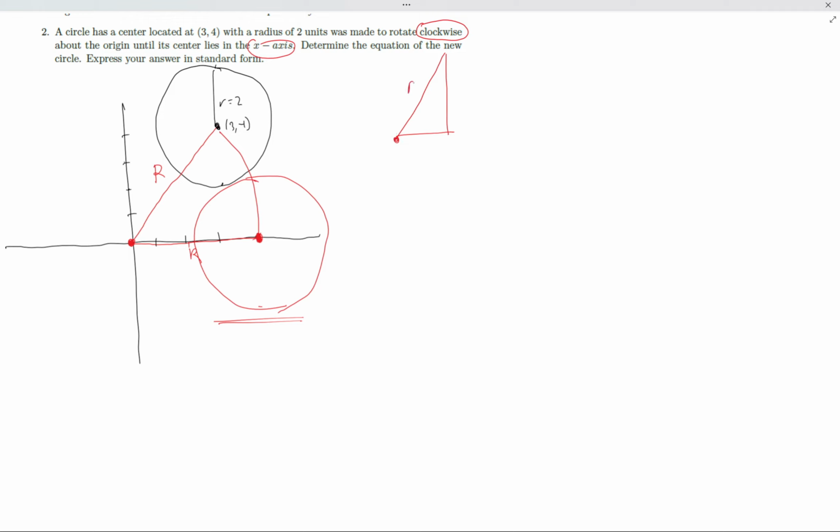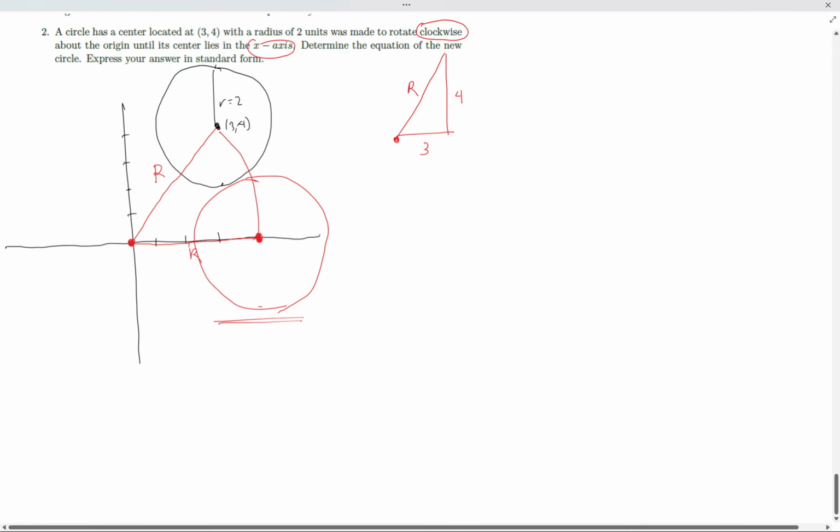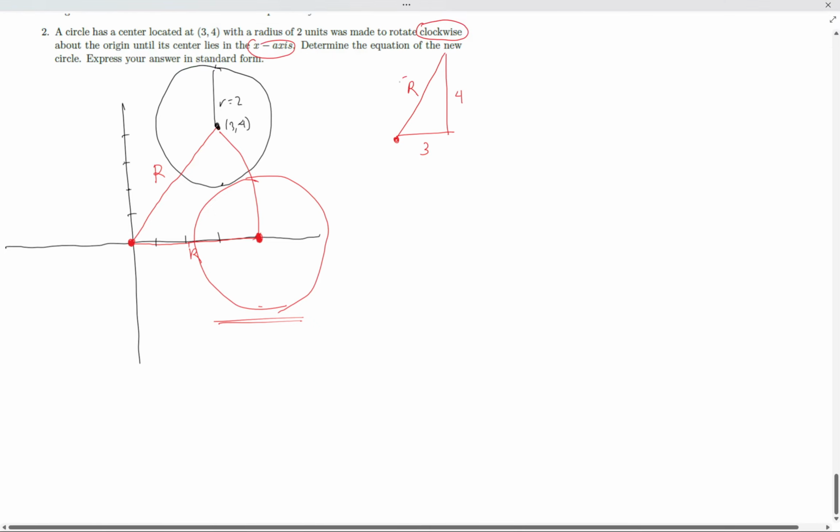This is big R, and in order to reach this point in the center, we need to move 3 units, and we need to move 4 units right here. Again, this 4 looks like -1 right now, so let me fix that one. This is (3, 4). Okay, so now R must just be the hypotenuse of this triangle.